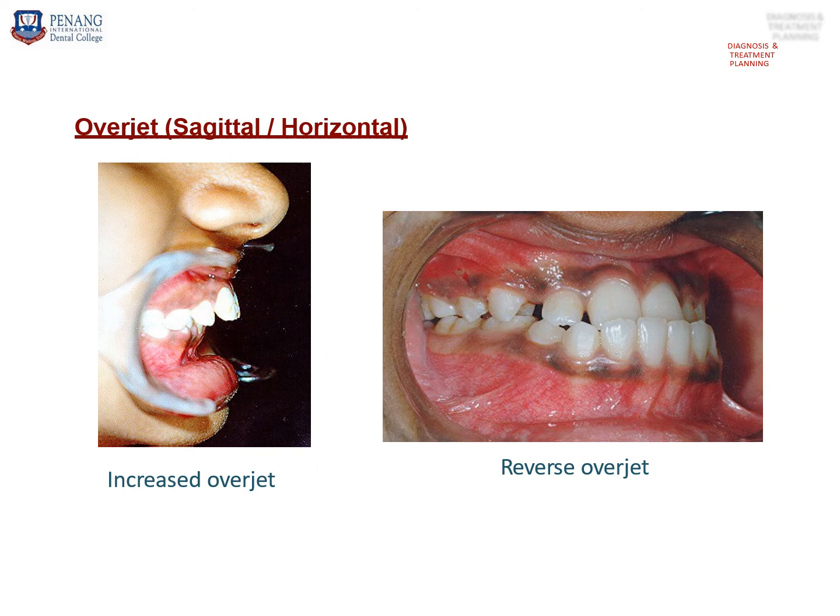Now there is something called overjet and overbite, right? So an overjet, okay? So overjet is a sagittal or horizontal plane malocclusion, right? And overbite is a vertical plane malocclusion. So don't get confused there, right? This is called an increased overjet, right? And this is called a reverse overjet.